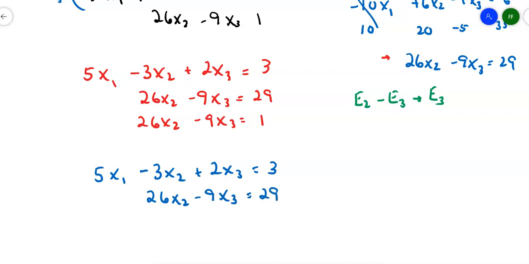But what happens when I subtract them? 26 minus 26 is 0, so I got nothing going over here. 9 minus 9 is also 0, so I just have a 0 on this side. And then 29 minus 1 is 28. Whoops. What does that mean when I get 0 equals 28? That means either I made a terrible mistake somewhere above, or that means that there's no solution. So if you get a crazy answer like that, what that means is that there's no solution.